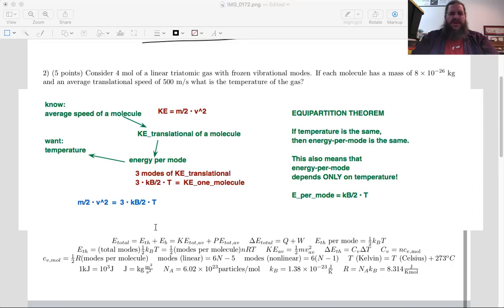And what are we trying to do here? What's our ultimate goal in this problem? Yeah, ultimately we want to find the temperature. We now have an equation with temperature in it, and I think we know all the other values. We're given the mass, we're given the speed, and Boltzmann's constant is just a universal constant. So algebraically, how would you isolate T here before we even fill in any numbers? How would you solve this for T?